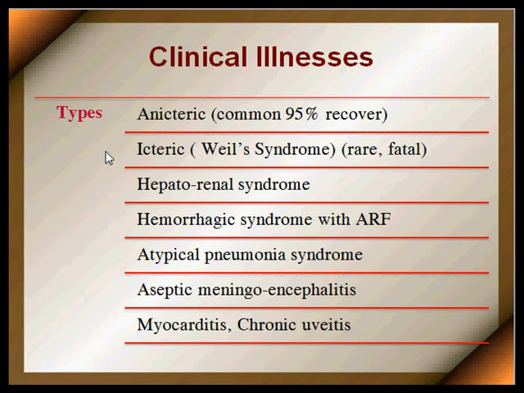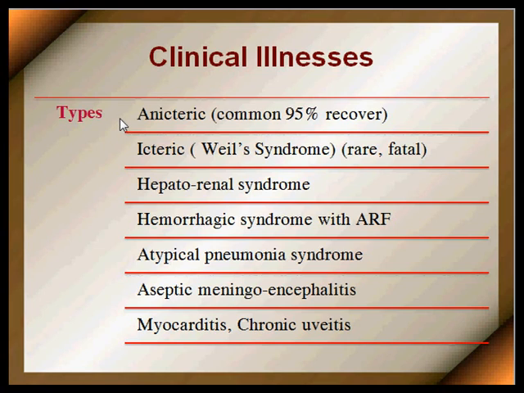Remember, Weil is the person who first identified this particular disease and described it as early as 1886, and this Weil syndrome is rare, fortunately, and some of these cases may become fatal. Hepatorenal syndrome, hemorrhagic syndrome with acute renal failure, atypical pneumonia syndrome, septic meningoencephalitis, myocarditis with heart failure, and chronic ophthalmic manifestations such as uveitis, iridocyclitis, etc. can occur. Remember, all these are not common, they are quite rare.